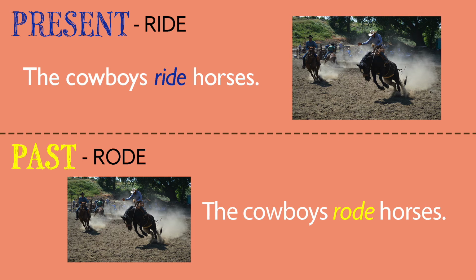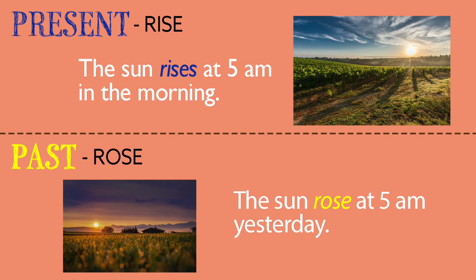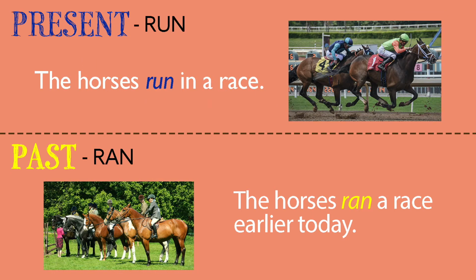Ride. The cowboys ride horses. Rode. The cowboys rode horses. Ring. We ring the bell. Rang. We rang the bell. Rise. The sun rises at 5 a.m. in the morning. Rose. The sun rose at 5 a.m. yesterday. Run. The horses run in a race. Ran. The horses ran a race earlier today.